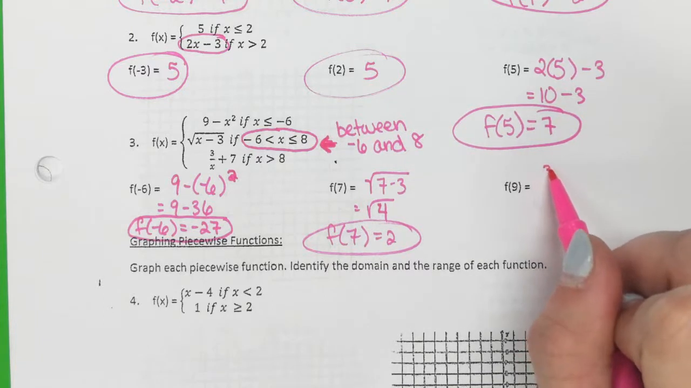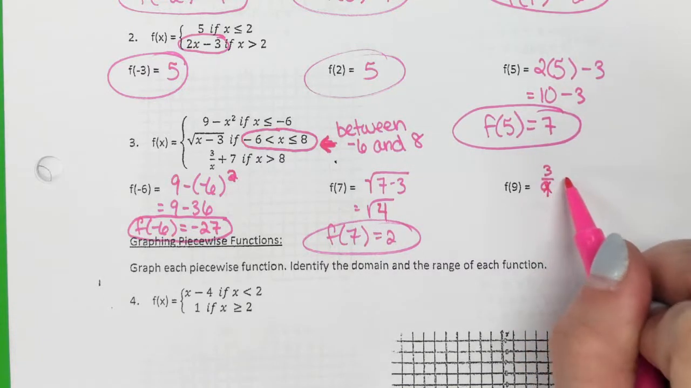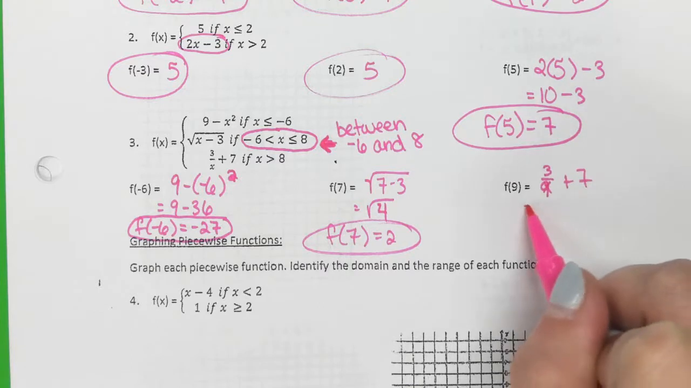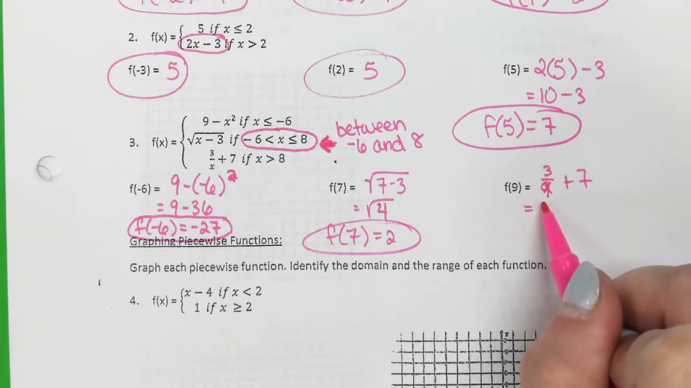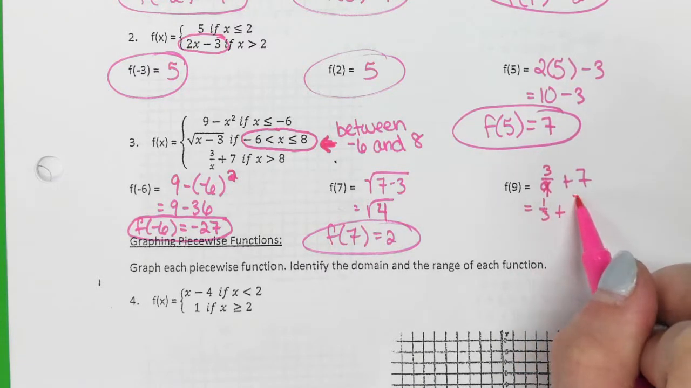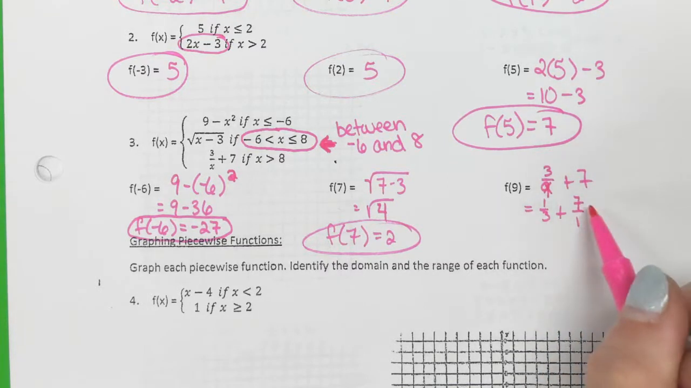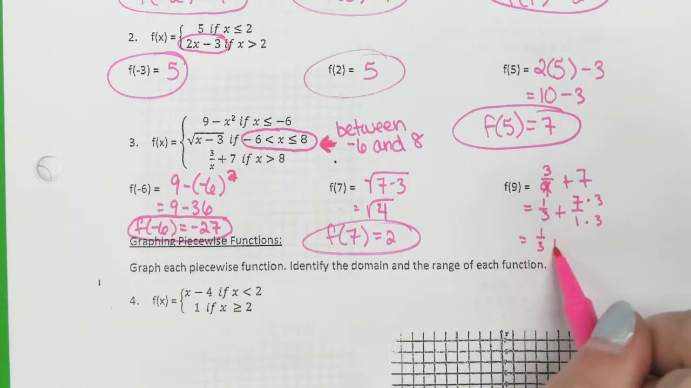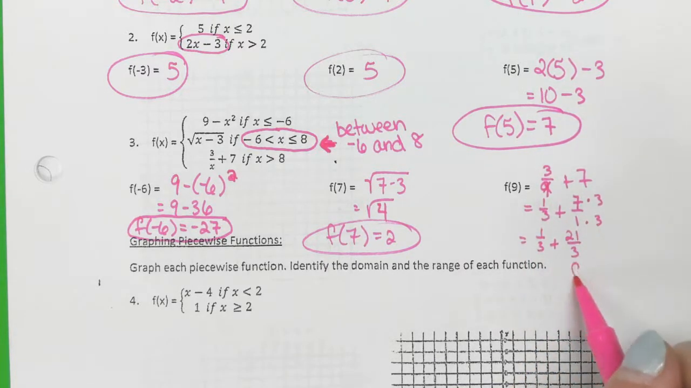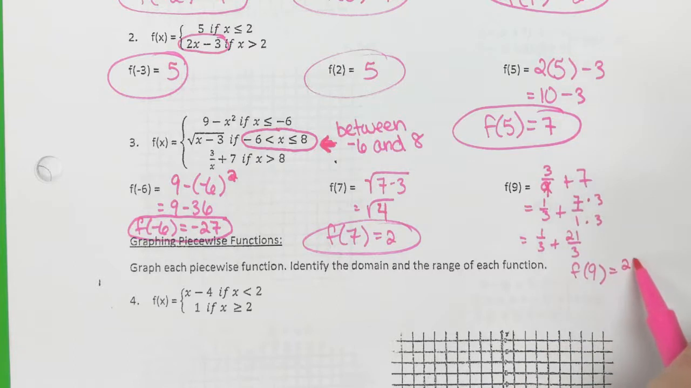Let's see. Oh, that's 9. All right, so that reduces to, what's 3 over 9 reduced to? 1/3. When you add fractions, you gotta have a common denominator. So what's the common denominator here? 3. So that'd be 21 over 3. Add them and you get 22 over 3. Y'all okay?